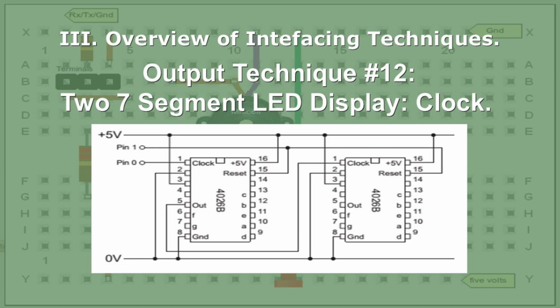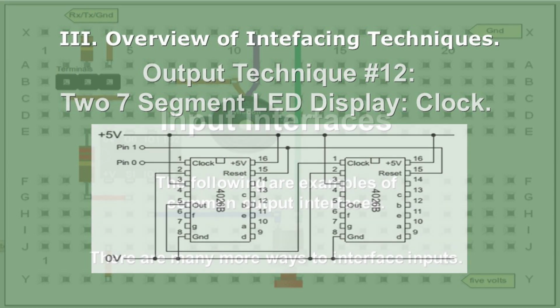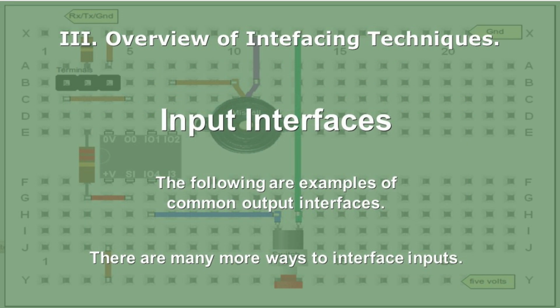And there's where you could do a 2-segment, driving 2 chips, one cascades into the other. Time doesn't permit us to get into that. And the output of the first chip will clock the second one. So that way it counts 0 through 9, then it clocks the next one. Input interfaces. Again, I told you this is nothing profound.